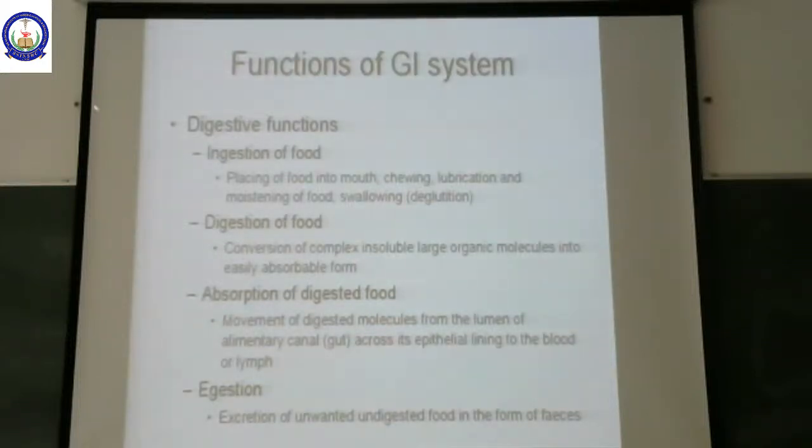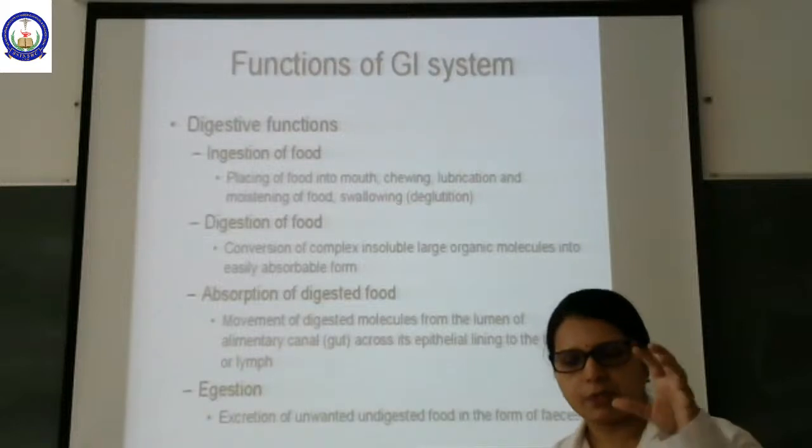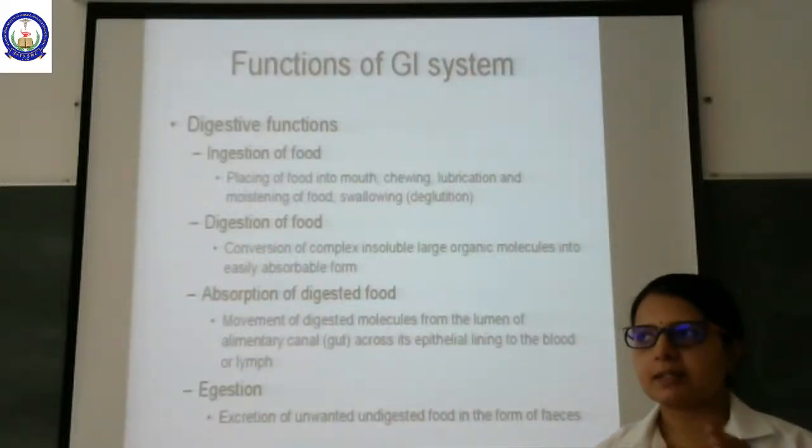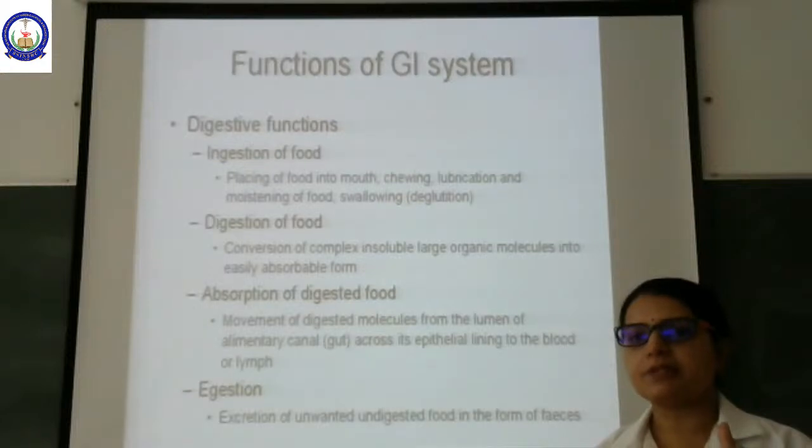Absorption of digested food is the third most important function. It is the movement of digested molecules from the lumen of the alimentary canal across its epithelial lining into the blood. The swallowed food passes through the alimentary canal, and when it reaches the small intestine, that is the place where the nutrients are absorbed.